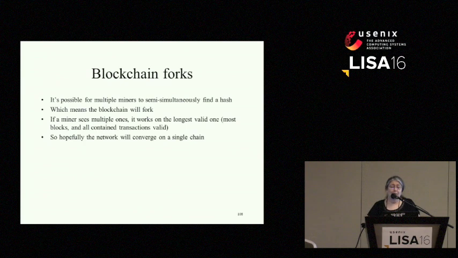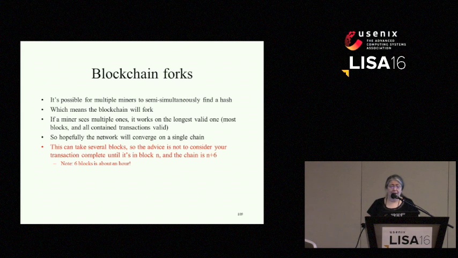So blockchain forks. It's possible for multiple miners to semi-simultaneously find a hash. So that means that there'll be two different valid blockchains. And if a miner sees multiple of them, it takes the one that's longest, the number of blocks. So hopefully the network will converge on a single chain. But this can take several blocks. So the advice is not to consider yourself as definitely paid unless you not only see that the transaction where you were paid is in block N, but there's 6 blocks after that. So that would be like an hour.